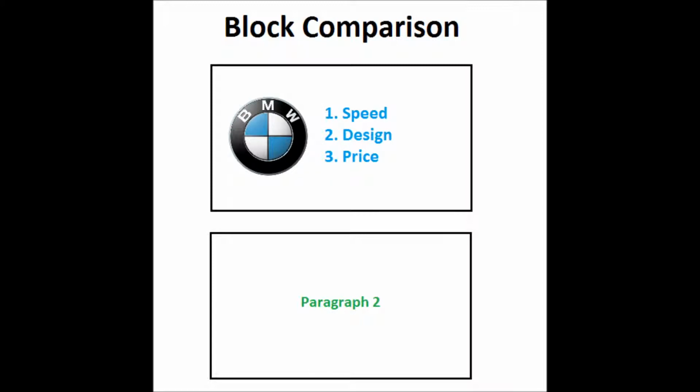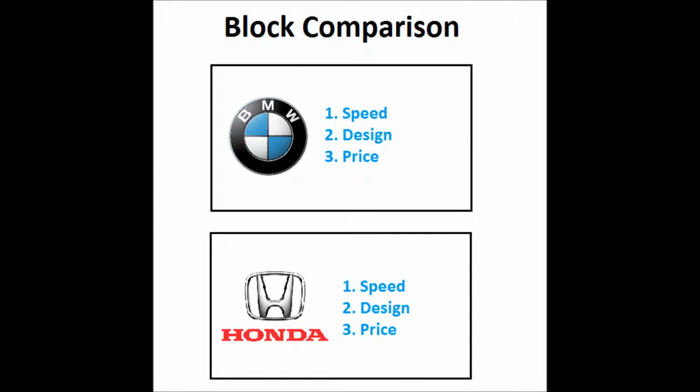The block comparison basically tells us that we will talk about each item individually in separate paragraphs. For the purpose of our example, we will talk about BMW in the first paragraph. We can discuss its speed, its design, its price as well. And in the second paragraph, we can talk about the second car, which is a Honda in our example. We can also talk about the speed, the design, and the price as well. That is just one way of organizing your ideas when you want to compare two different items or objects.